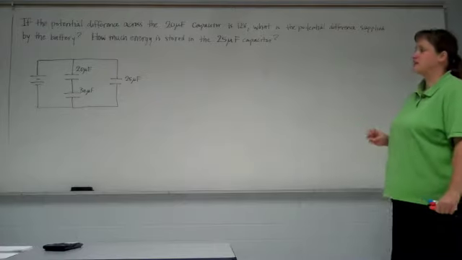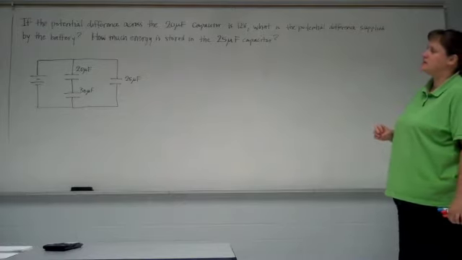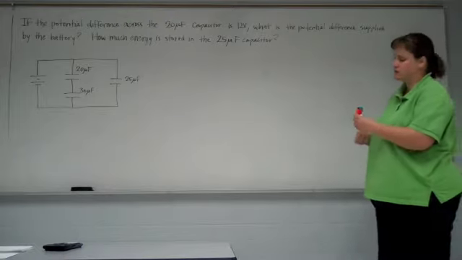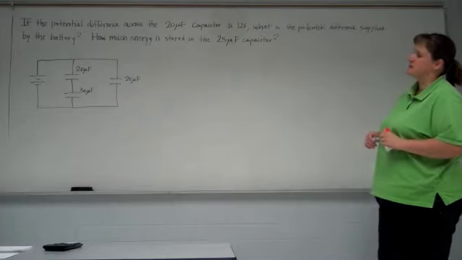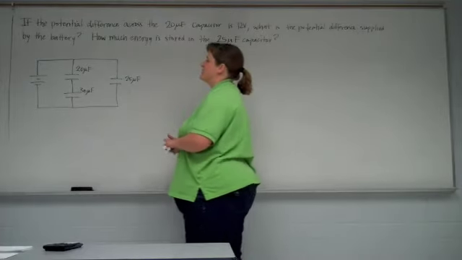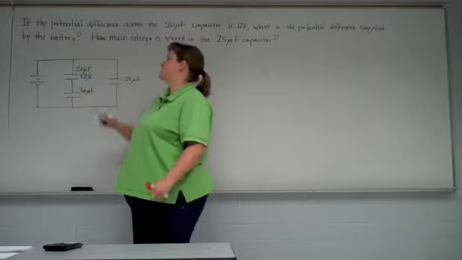Okay, so we have a circuit with 3 capacitors. We have a potential difference across the 20 microfarad capacitor, that's 12 volts. We want to know what the potential difference supplied by the battery is and how much energy is stored in the 25 microfarad capacitor. So we know this capacitor has 12 volts.